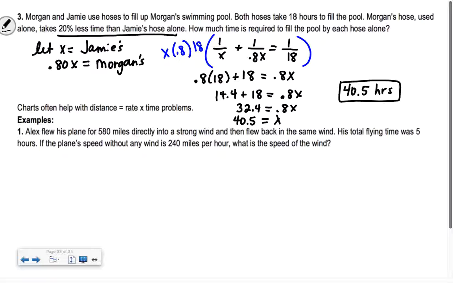Oh, interesting. Yeah. So she's saying she drives to Wisconsin and the gas mileage is worse on the way home because of the wind. Interesting.